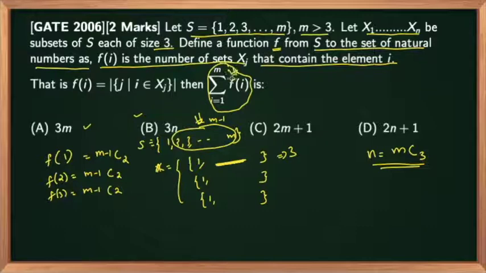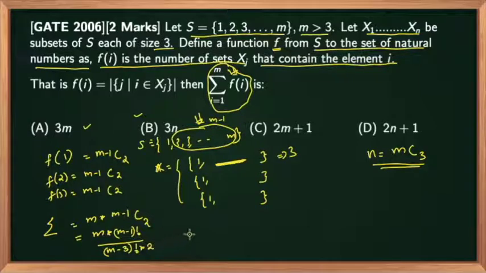Now, if I add all these, I have m values, f of 1 to f of m. So the total summation will be equal to m into (m minus 1)C2. That will be equal to m into (m minus 1) factorial divided by (m minus 1 minus 2) factorial, that is (m minus 3) factorial, into 2. So that's equal to m factorial divided by (m minus 3) factorial into 2.